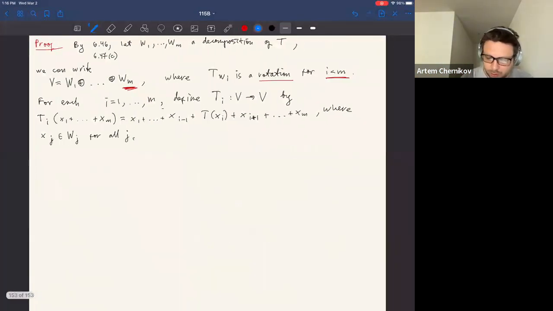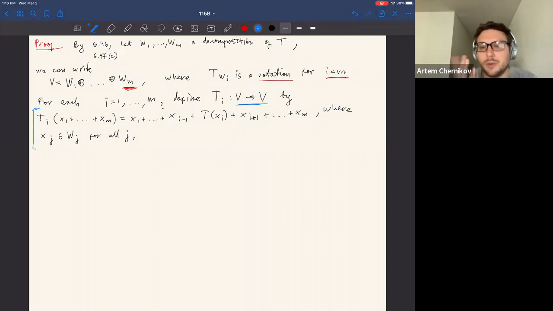All right, so now let's go back to the definition of these operators Ti. So we have defined Ti like this. Now, this defines a map from V to V. So are we all cool with this? Yes, direct sum is commutative. That's another way to say it.